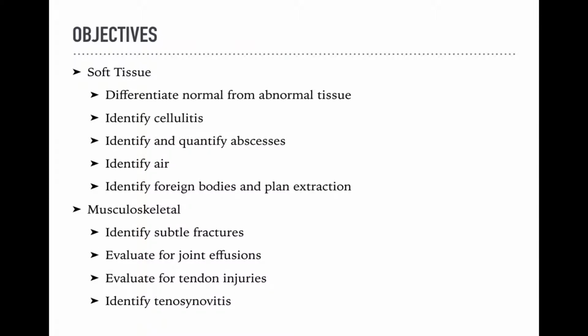We have some objectives in soft tissue. We're just going to give you an introduction to some topics. We're going to try to differentiate between normal and abnormal tissue. Then I'm going to identify cellulitis, what that looks like, identify and quantify abscesses. I want to show you what free air looks like in case you can see that. And we'll identify some foreign bodies and talk about some strategies for extraction.